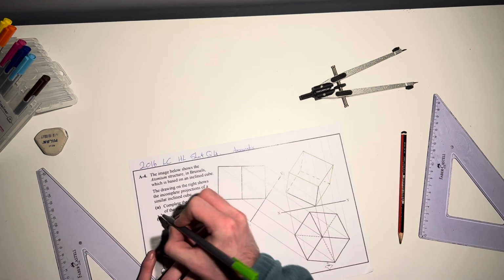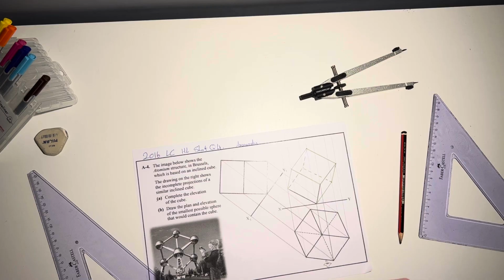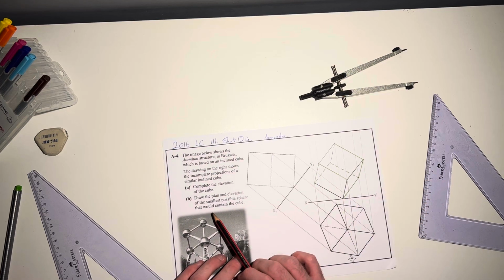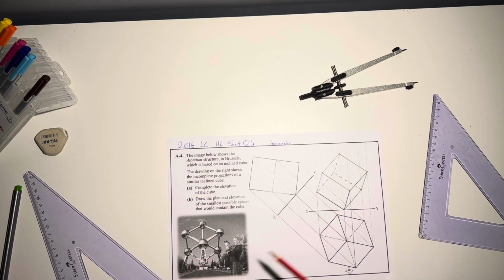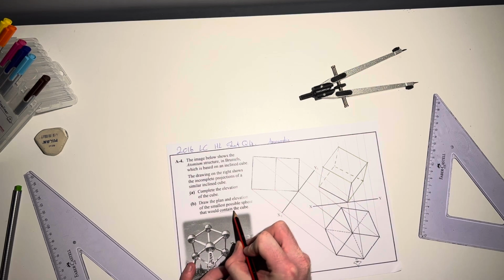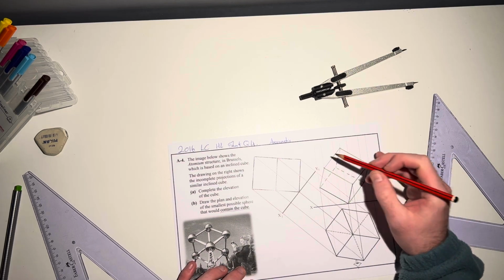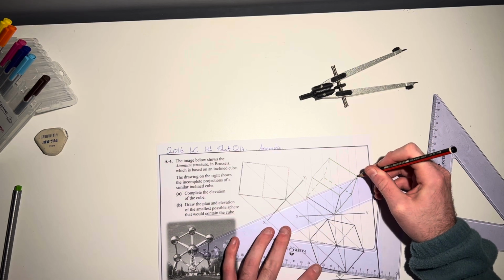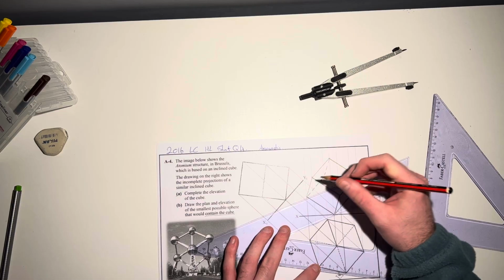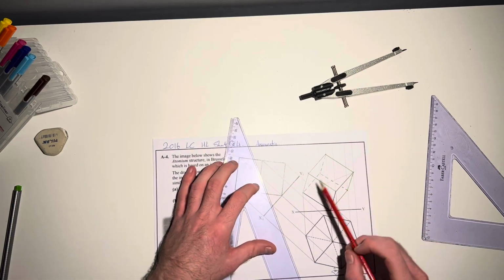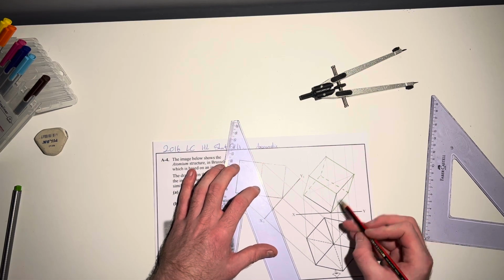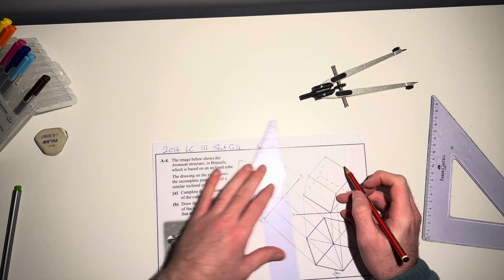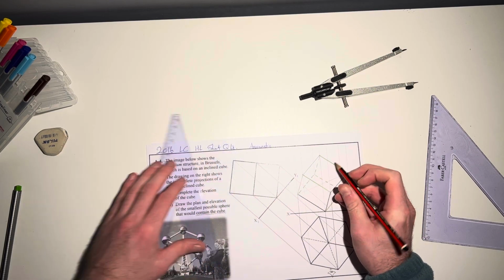Now, part A is done. Part 2 says draw the plan and elevation of the smallest possible sphere that will contain the cube. So when it says can contain the cube, it means it's going to be outside the cube. So what this is, circumscribing a circle around the cube. So what we need to do is join the furthest out points and the lowest and highest point. Doing this will get us the circumcenter.